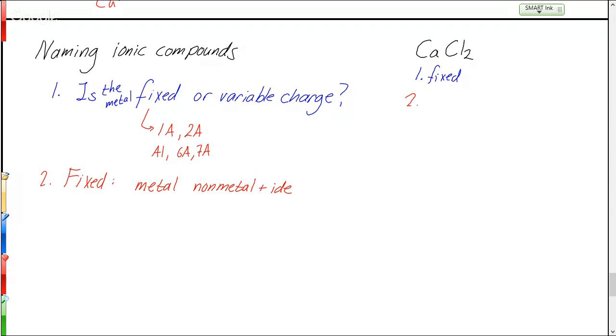All right, so once we determine it's fixed, we can just write down the name as the metal, and then the non-metal, we pull off the suffix and we put in IDE instead. So we would call this calcium chloride. Calcium and then chlorine, but we take off the ene and make ide instead. So calcium chloride.